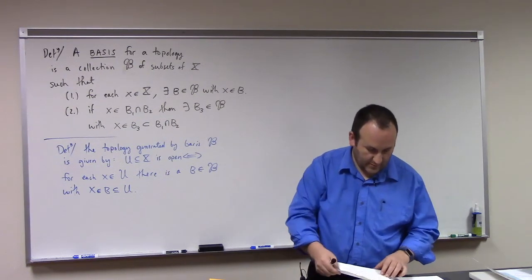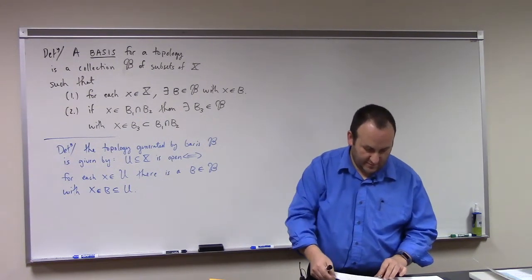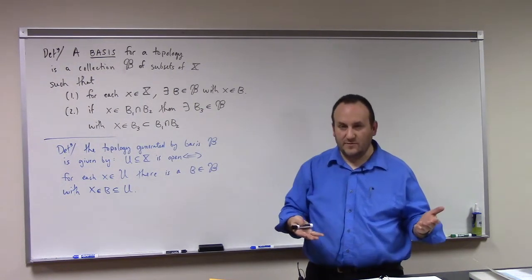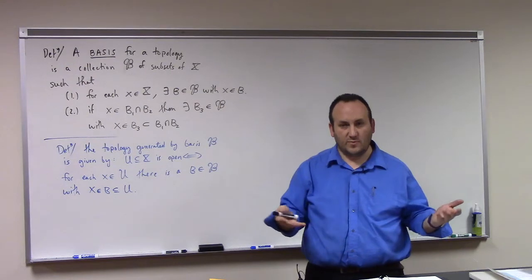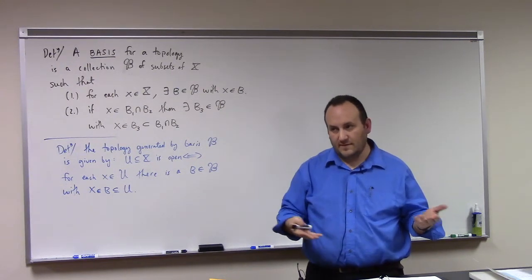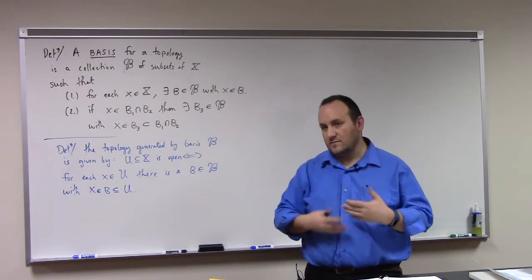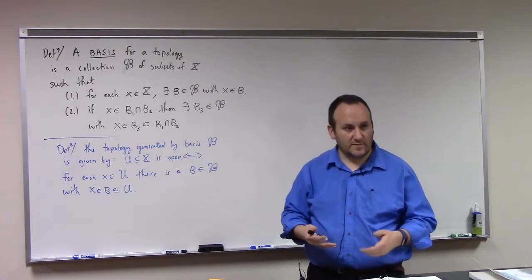Now, there is also, in my notes, if you take R2, an example would be R2 with open disks. Those would give you a basis for the usual Euclidean topology on the plane, for example.